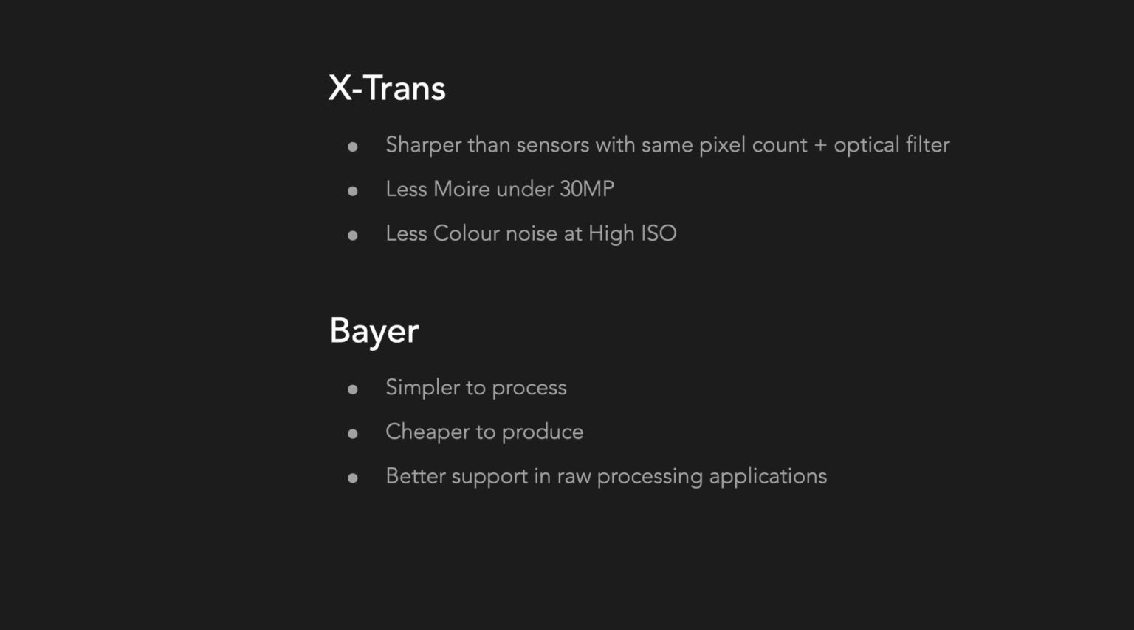The Bayer system does have advantages. Okay, it's a lot simpler to demosaic, so it's something that works well as a real-time process. The sensor is cheaper to produce, so you generally can afford maybe more megapixels or larger sensors for the same price. And generally, because it is the prevalent sensor pattern, you get better support in raw processing.